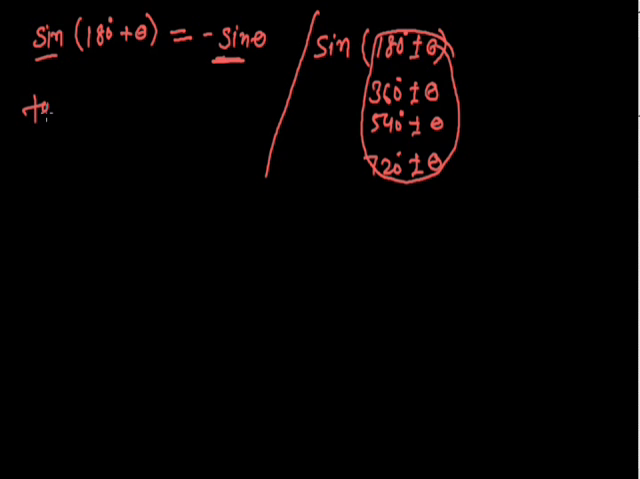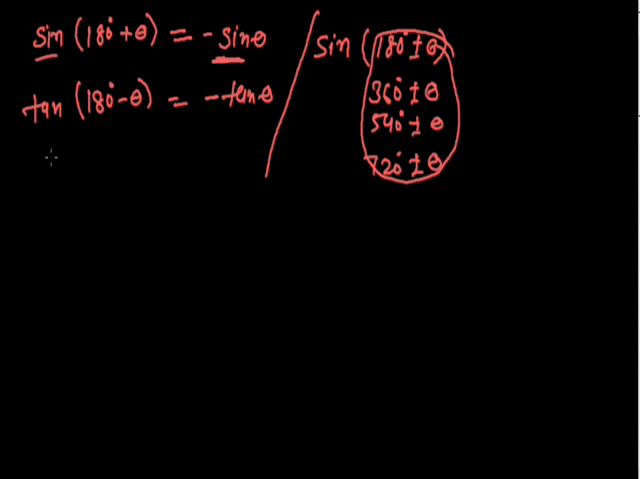For example, if you are talking about tan 180 minus theta, then the ratio will not change, and we would have tan theta, and as we know that in second quadrant tan is negative, so here it will be minus tan theta only.